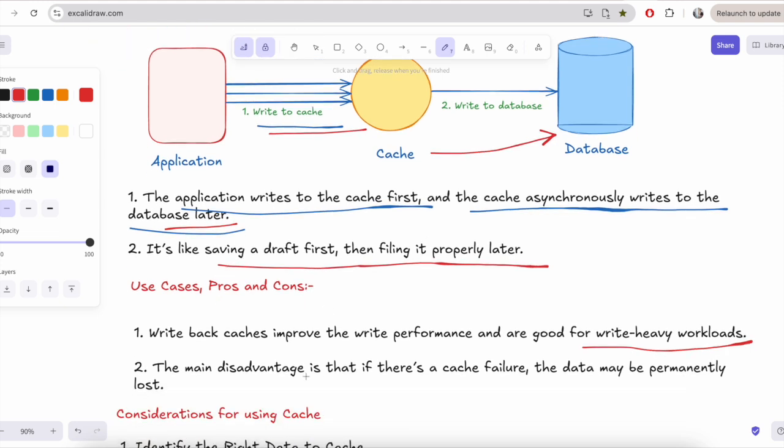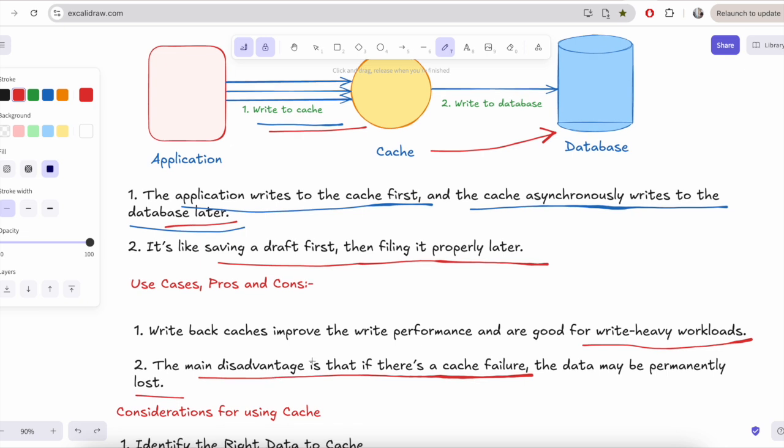The main disadvantage is that if there is a cache failure, your data may be permanently lost, because the cache is the one which pushes to the DB in the background. But before syncing it, your cache server has gone down. If you have a cache failure, your data may be permanently lost.